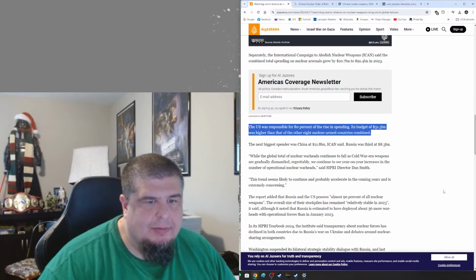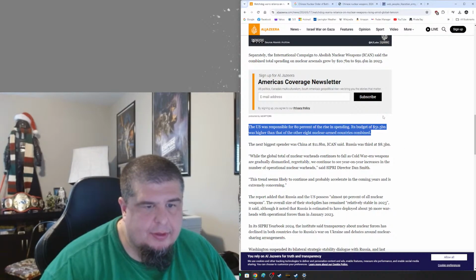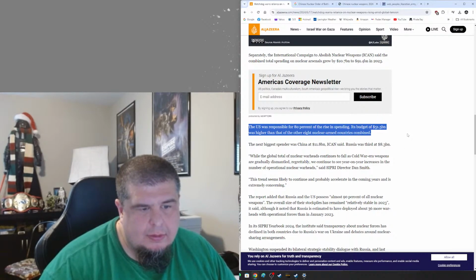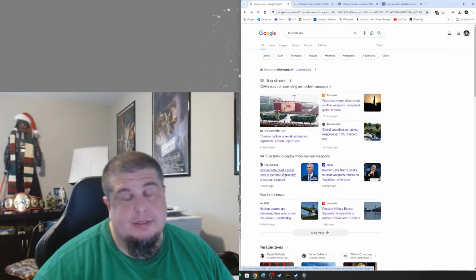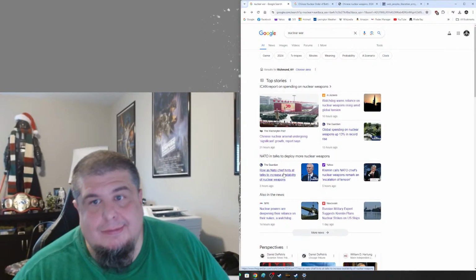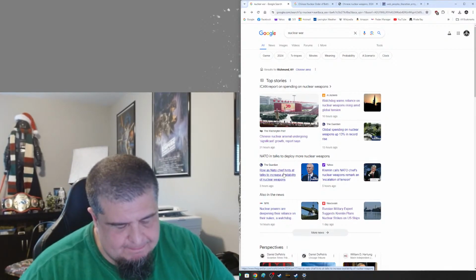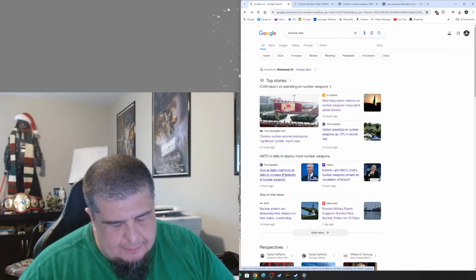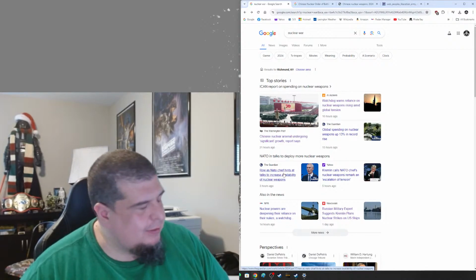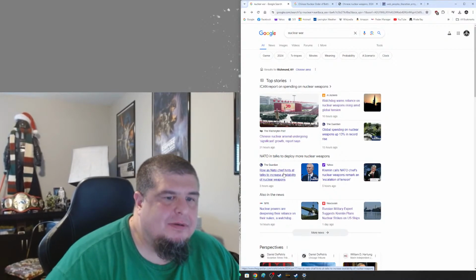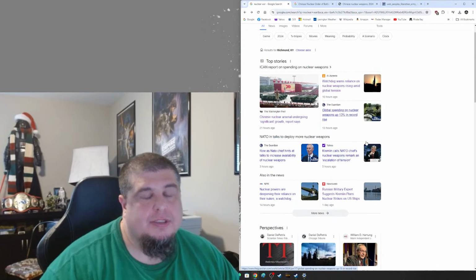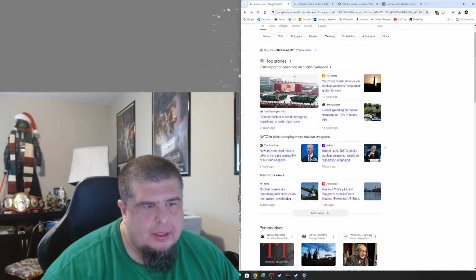And the stockpiles have remained relatively stable. So again, these headlines kind of kill me sometimes. And the Guardian says the same thing. It's an increase in spending. Yes, there's a lot of harsh feelings. There's a lot of controversy about the cost of the Sentinel that's replacing the Minuteman.